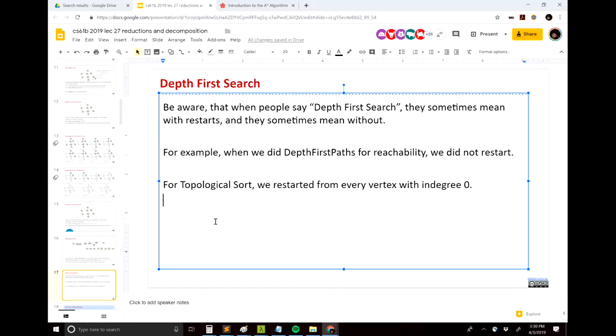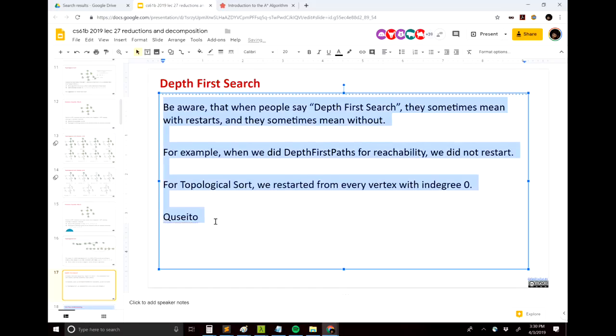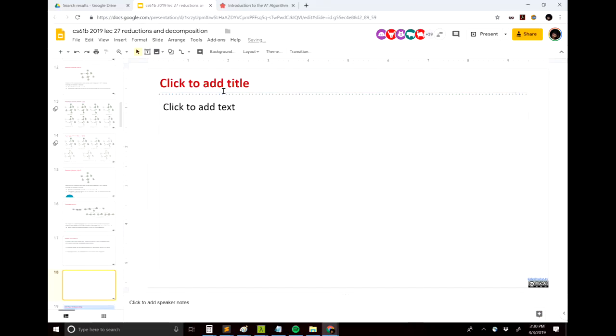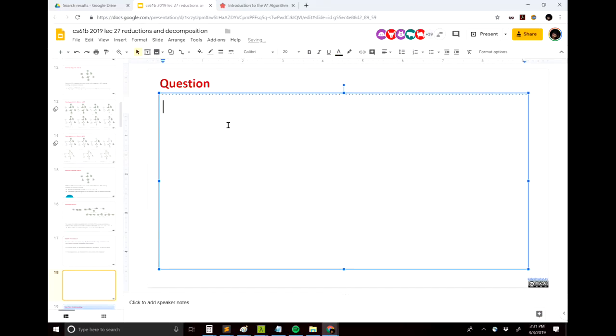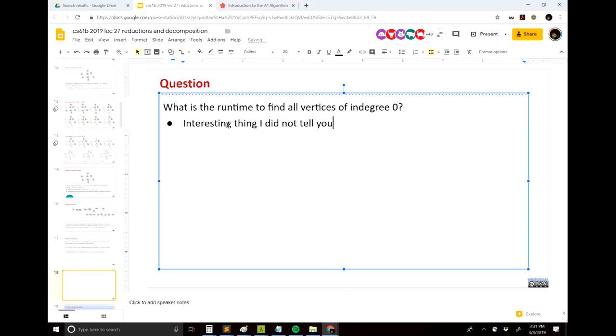That's a great question. Okay, so the question was, what is the runtime to find all vertices of in degree 0? Interesting thing I did not tell you.